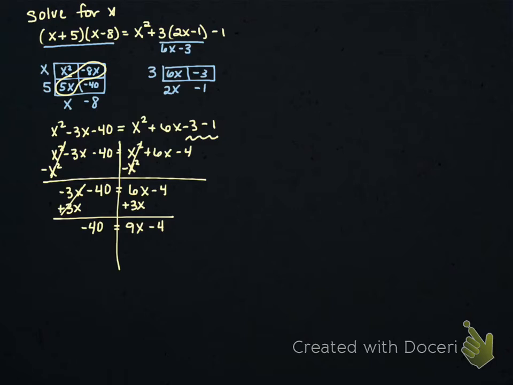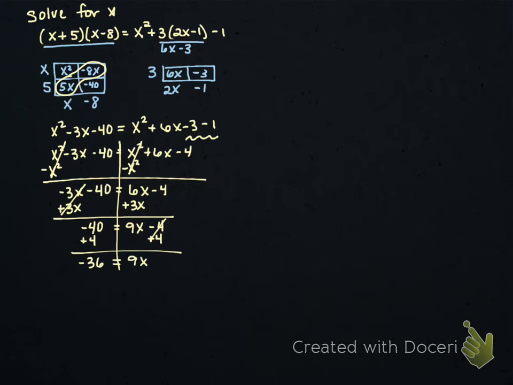Because we want all the x tiles to be all by themselves, we need to get rid of those negative 4 one tiles. And in order to do that, we can add 4 positive tiles to cancel out with the 4 negatives. This will leave us with negative 36 equal to 9x.